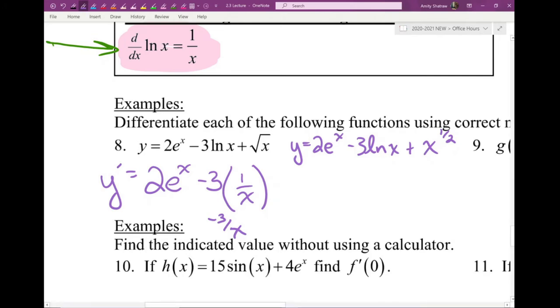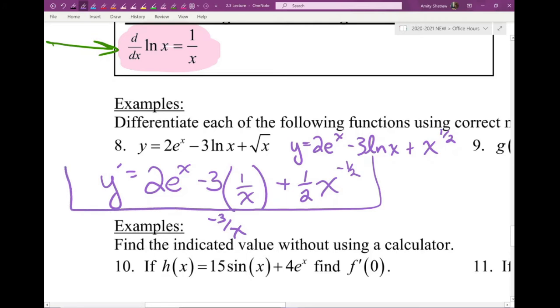And then when I take the derivative of x to the 1/2, I get 1/2 times x to the -1/2 power. And again, in the interests of space and time, I'm going to leave it like that. I'm not actually going to simplify it, okay?